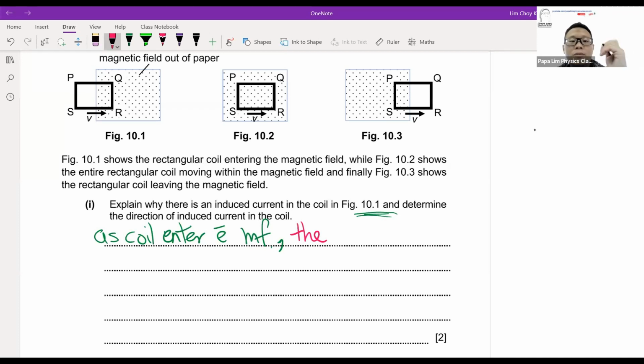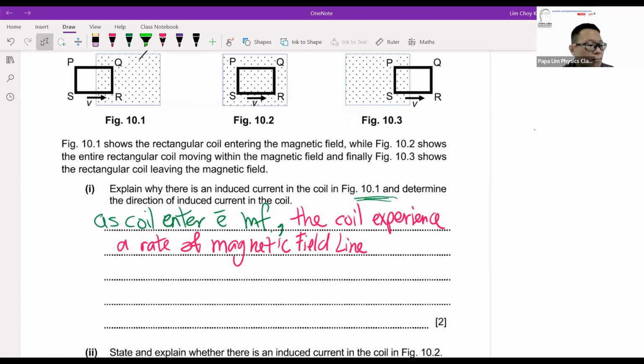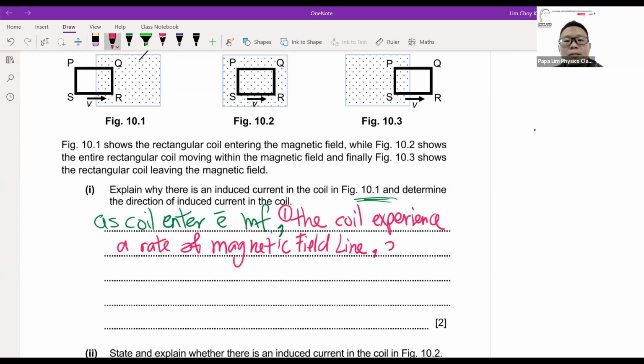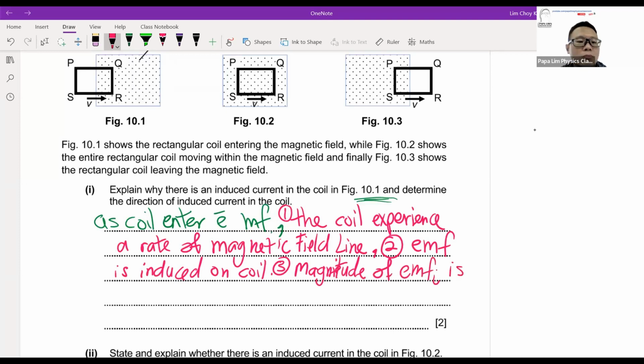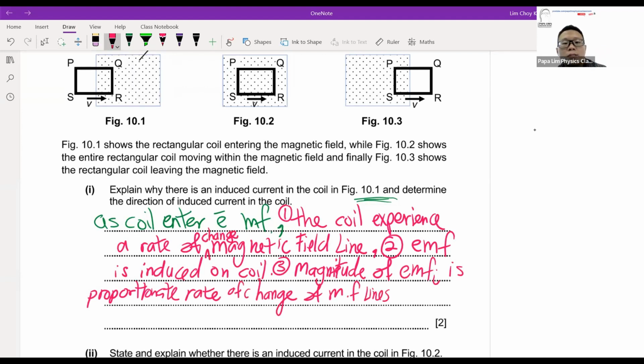What happens is the coil will experience a rate of change of magnetic field lines. After that, you must highlight to the marker that this rate of change will cause an EMF to be induced on the coil itself. If you look at Faraday, there are three things that I tell students they must write. The third thing is to highlight to the marker that the magnitude of EMF induced is proportional to the rate of change of magnetic field lines. These are the three things that I always tell students.